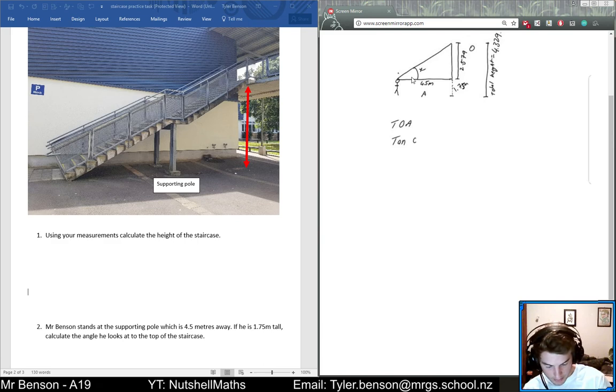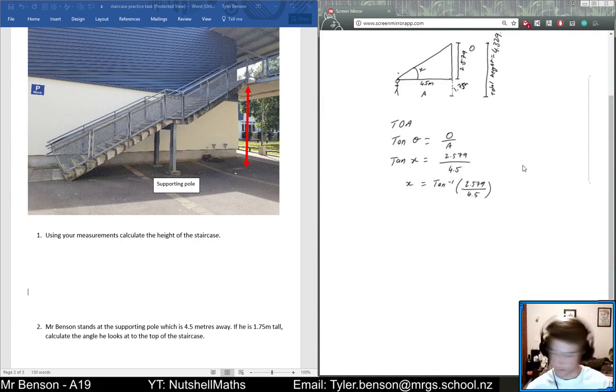Tan theta equals O over A. Tan X, because that's what we've called it, equals O, 2.579, over A. If you're unsure where I'm getting these numbers from, it's just from this O and this A. I'm trying to write bigger, guys, sorry, it's a bad habit. And if we want to find X, we do tan inverse of 2.579 over 4.5.